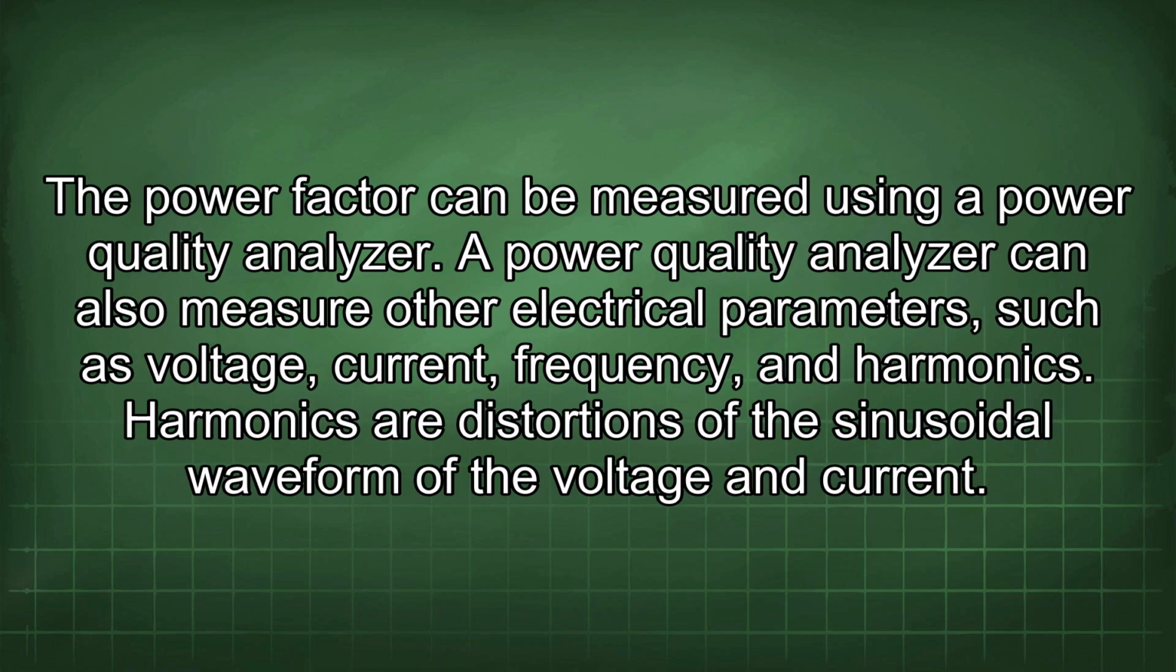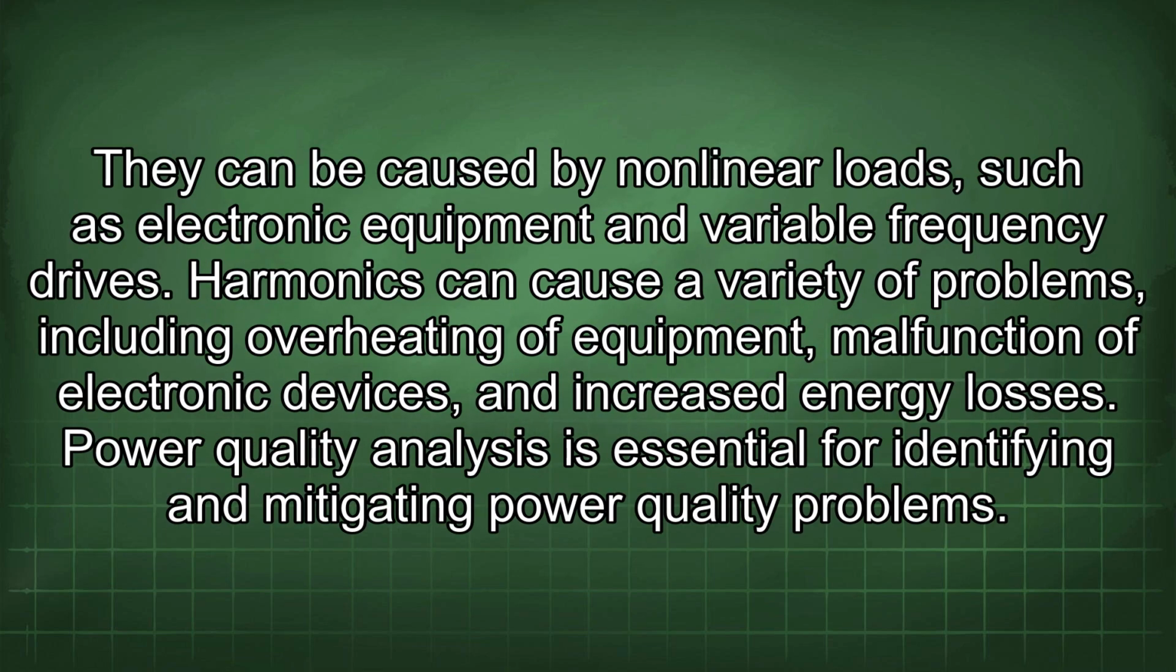The power factor can be measured using a power quality analyzer. A power quality analyzer can also measure other electrical parameters such as voltage, current, frequency, and harmonics. Harmonics are distortions of the sinusoidal waveform of the voltage and current. They can be caused by nonlinear loads such as electronic equipment and variable frequency drives. Harmonics can cause a variety of problems, including overheating of equipment, malfunction of electronic devices, and increased energy losses. Power quality analysis is essential for identifying and mitigating power quality problems.